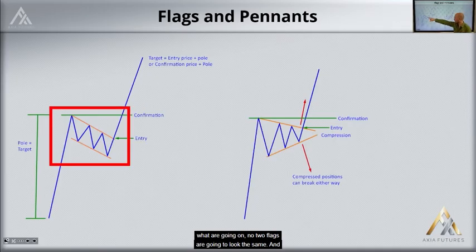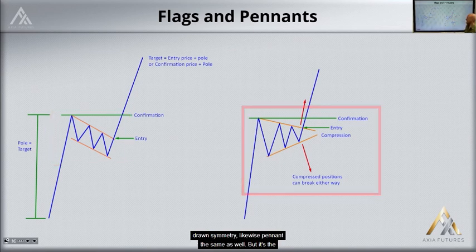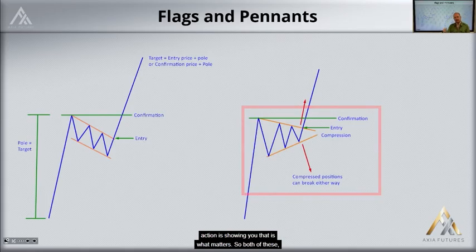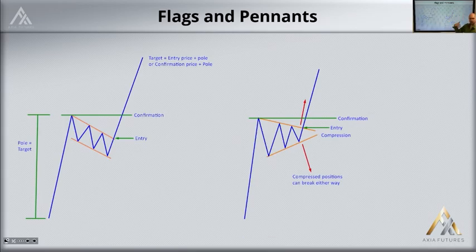No two flags are going to look the same and not every flag is going to look exactly like this perfectly drawn symmetry. Likewise, pennant, the same as well. But it's the principle of what's happening within this pattern, what the action's showing you, that is what matters. So, both of these, in the first instance, can be seen as a continuation pattern.